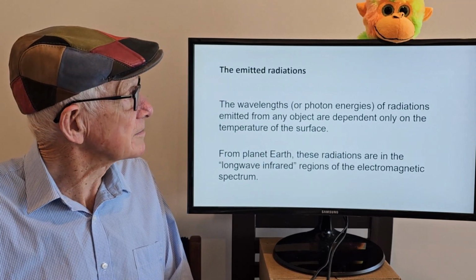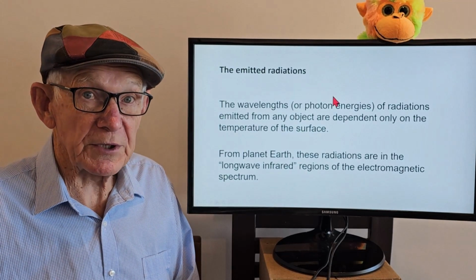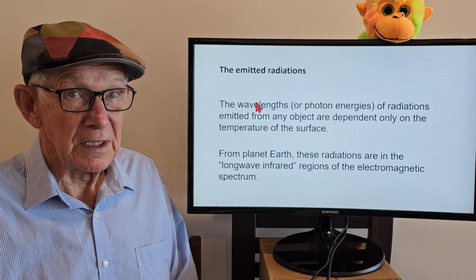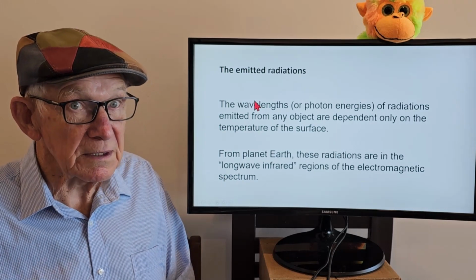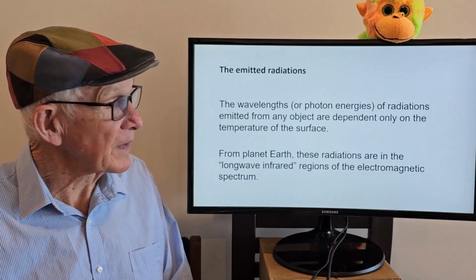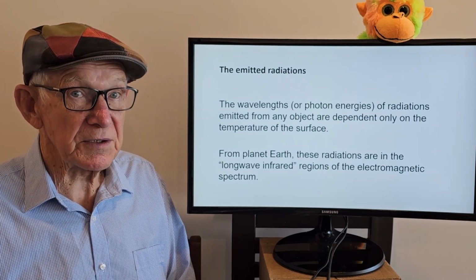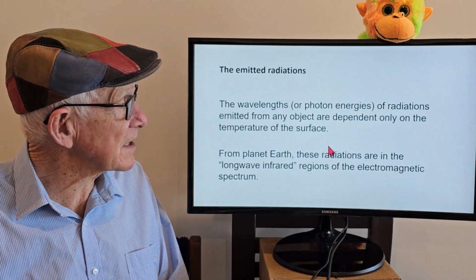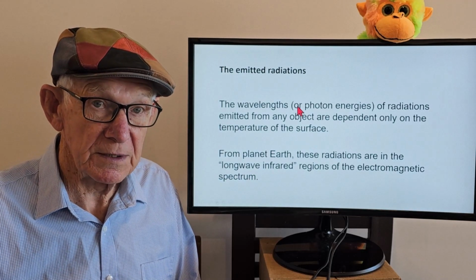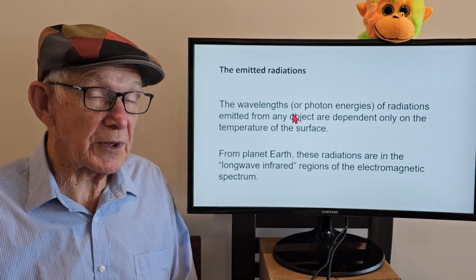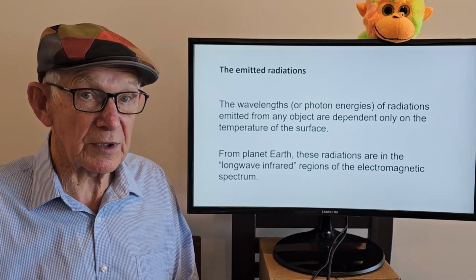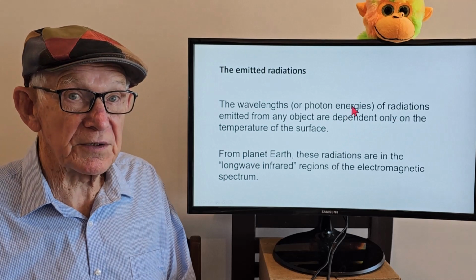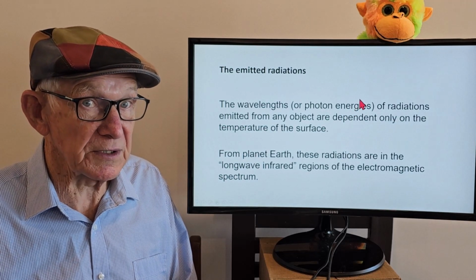Well, let's have a look. First of all, what about the radiations? Any object that radiates heat energy into a vacuum, the wavelength of the radiations or the energy of the photons of those radiations depends only on the temperature of the surface of the object, not what it's made of. So whether it's the sun or the earth or a cup of tea or whatever, it's only the temperature that decides what the energies of the radiations are.